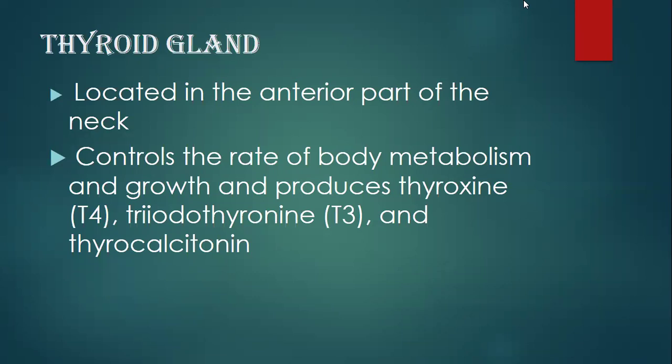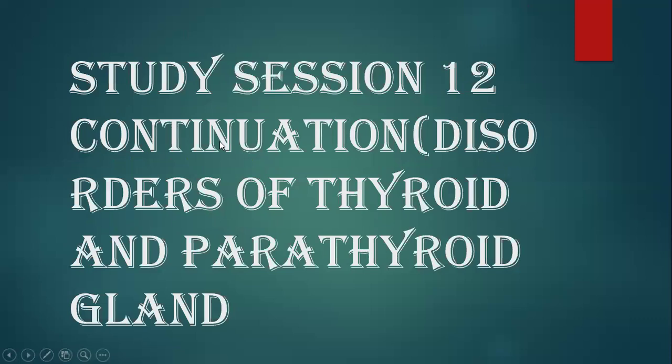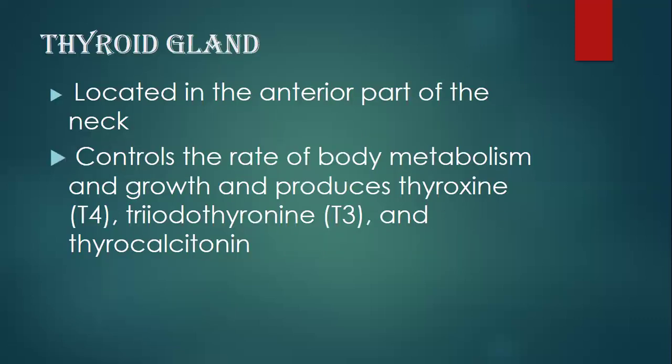Okay, so we are ending up with disorders of the endocrine gland today. So today we are doing disorders of the thyroid gland. Now let's remind ourselves, where is the thyroid gland located? The thyroid gland is located in our neck, obviously. But which part? It is located in the anterior part of the neck.